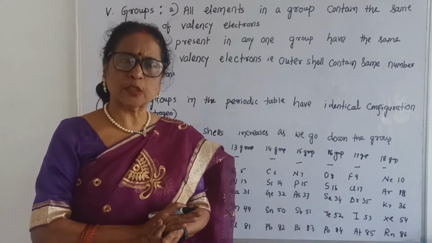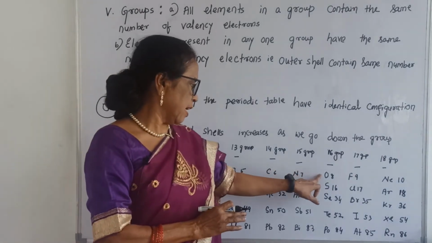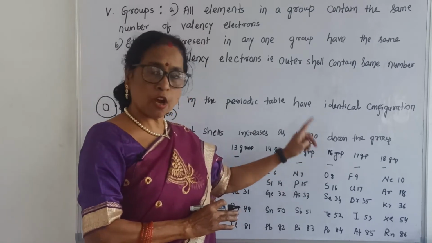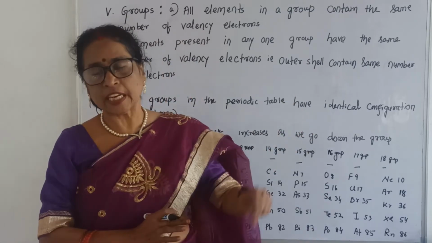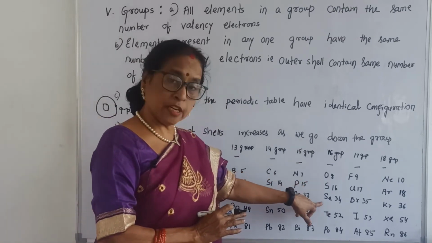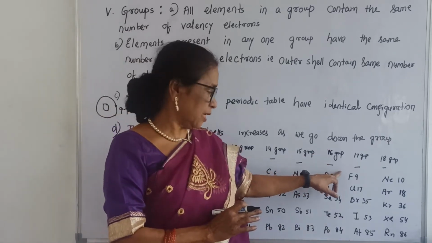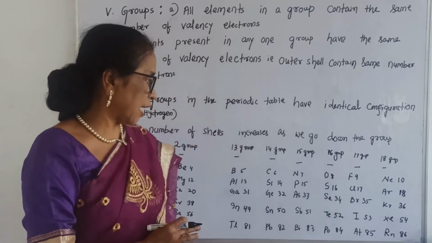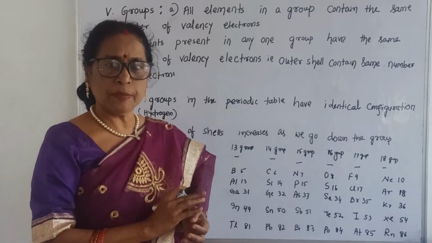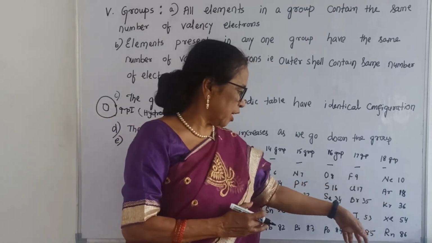Then come to group 16, which starts from the second period. Remember, starting from oxygen, sulfur, selenium, tellurium, polonium. Similarly, group 17, fluorine is starting: fluorine, chlorine, bromine, iodine, astatine. And here this is neon. Group 18 means zero group elements, inert gases, inactive: neon, argon, krypton, xenon, radon.